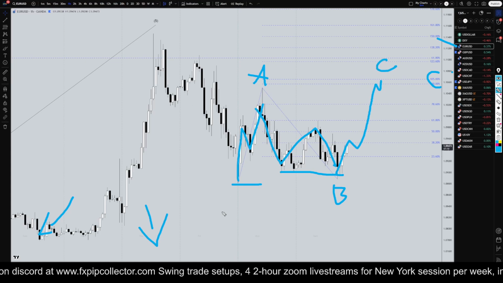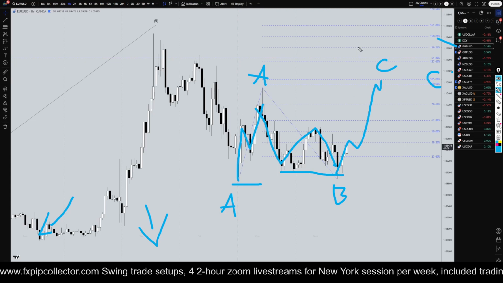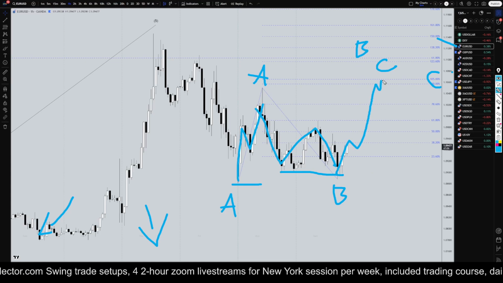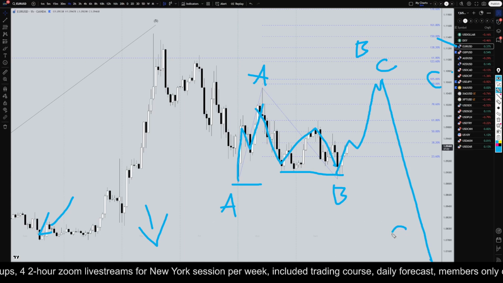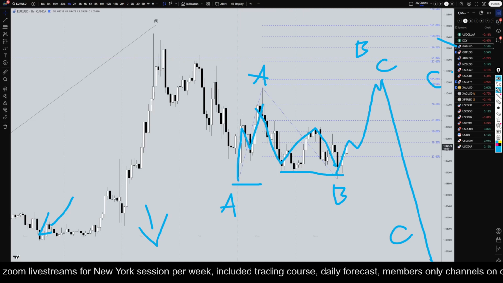So I think that this is likely a wave A down. I think now we're likely in an A, B, C, or B, and then once that's over, we're probably going to go down, probably break the structure on the higher time frames for a wave C, probably completing an A, B, C, or maybe even stretching out into a 1, 2, 3. We'll just have to wait and see what the price action tells us.